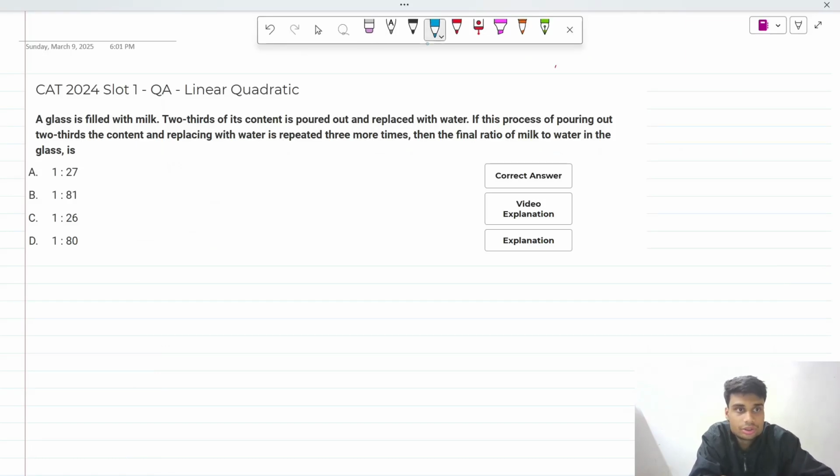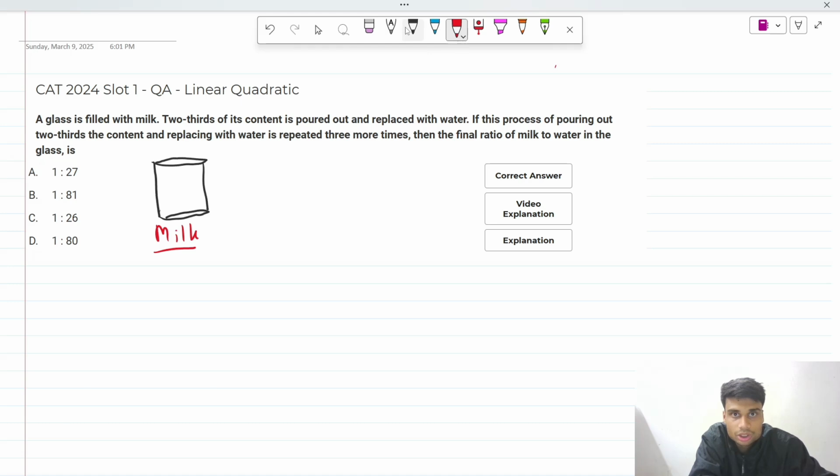So let's solve this question. This is a PYQ of CAT 2024. It's given that a glass is filled with milk. So we know that this is a glass that is totally filled with milk, and it's given that two-thirds of its content is poured out and replaced with water.